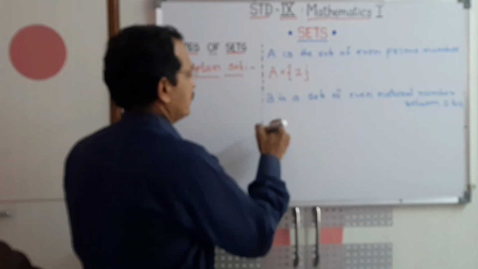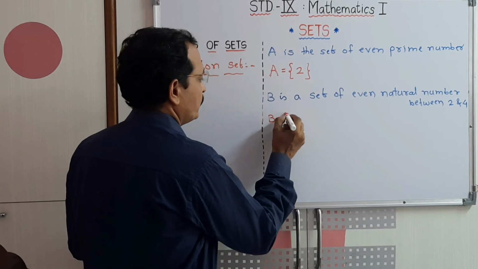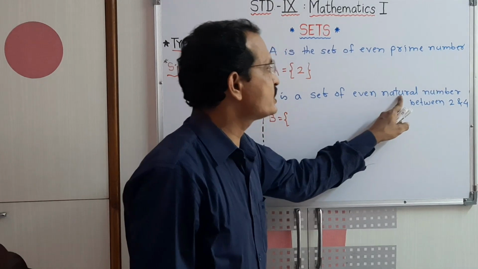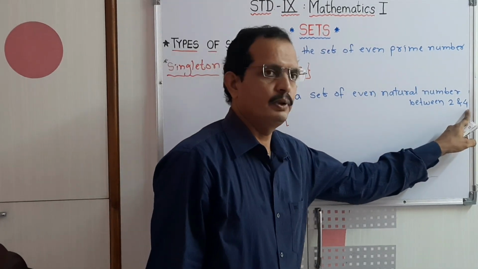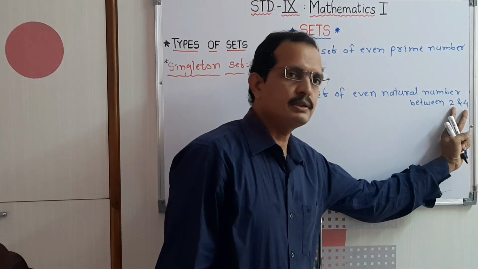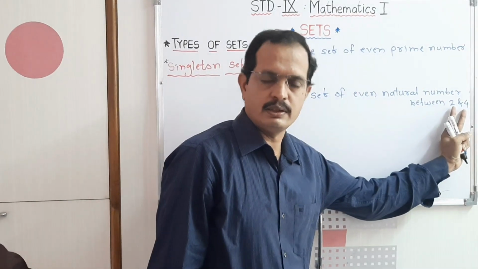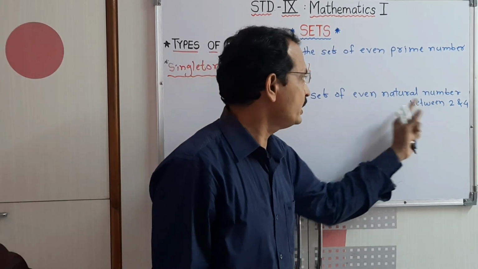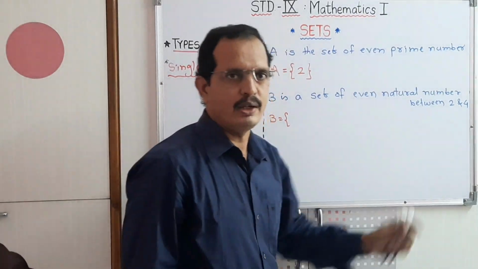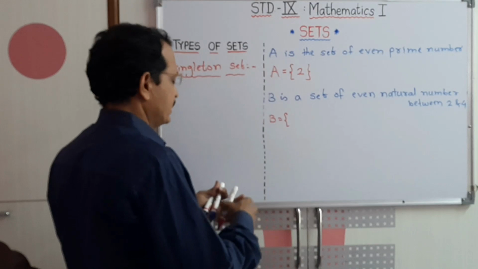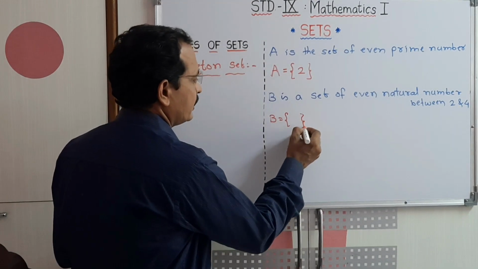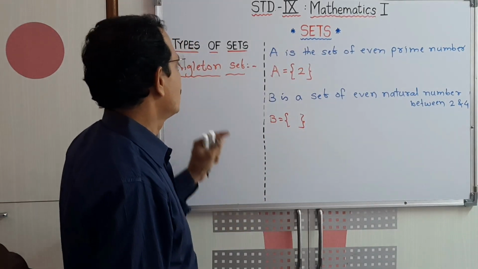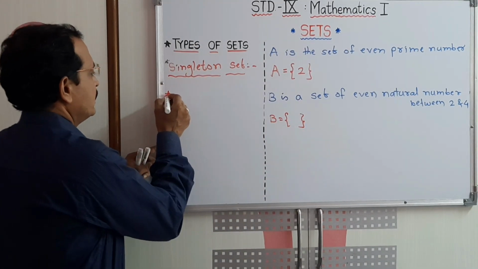Suppose I write here set B using list method. We have to write even natural numbers between 2 and 4. Between 2 and 4 there is one number, which is 3, but that 3 is not an even number, therefore there is no natural number between 2 and 4 that is even. Therefore this set does not contain any element, and such a type of set is called an empty set.